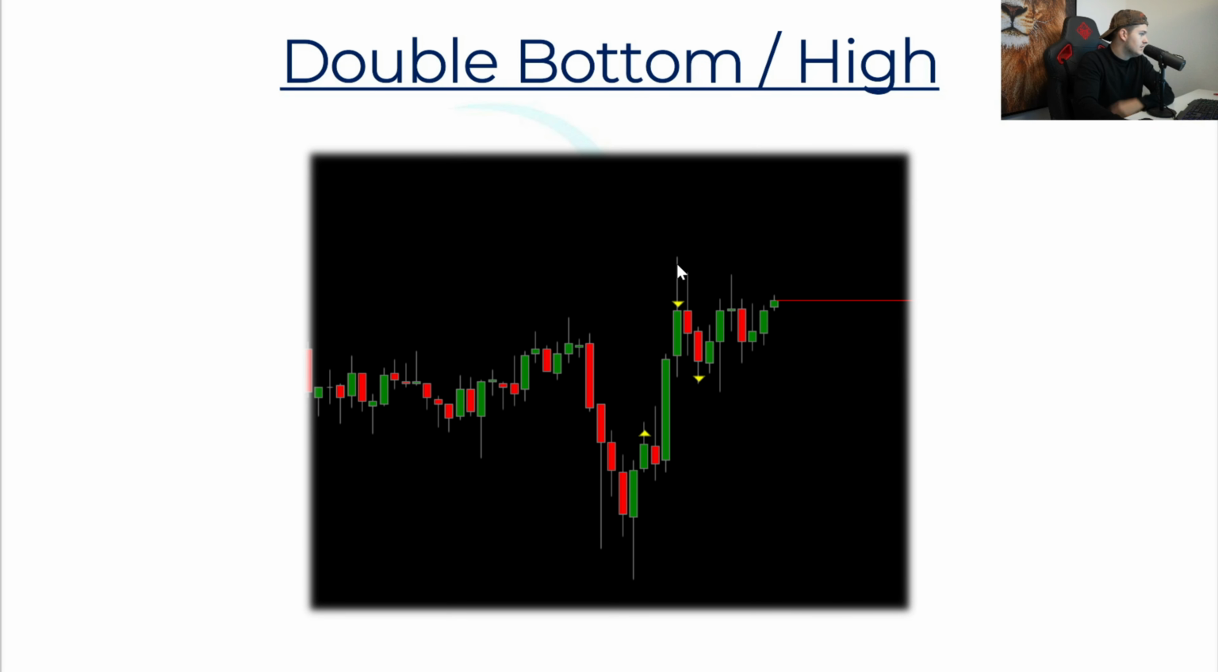If we see here the double bottom, in this case double high, double bottom, you see that I traded it also, and that the trade I opened was here.